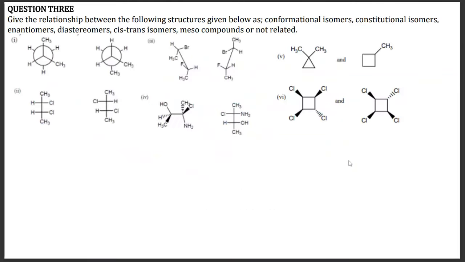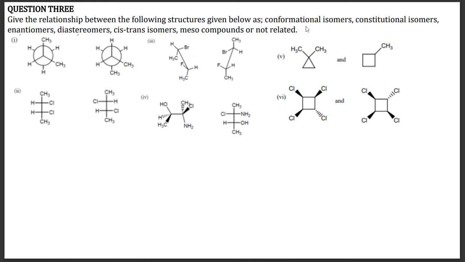Draw sheet number 1. Give the relationship between the following given structures as conformational isomers, constitutional isomers, enantiomers, diastereomers, cis-trans isomers, meso compounds, or not related.